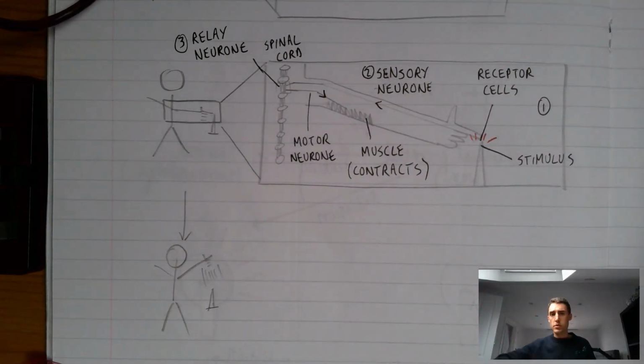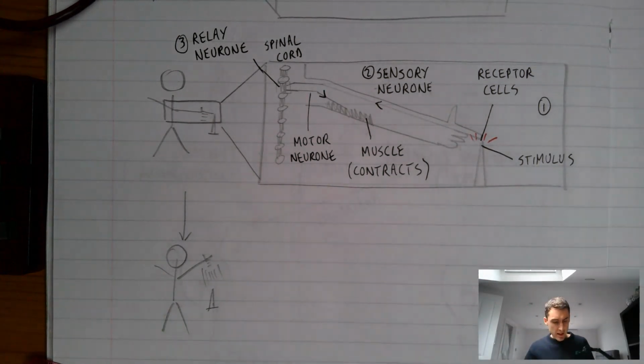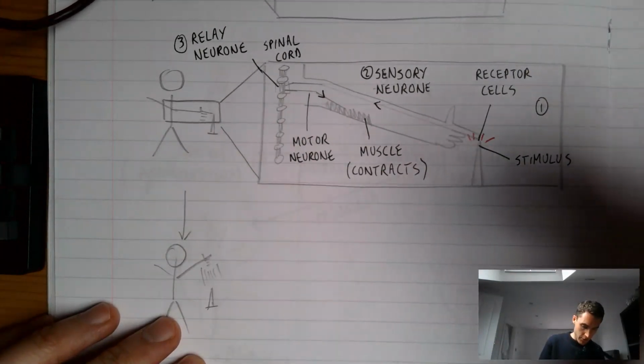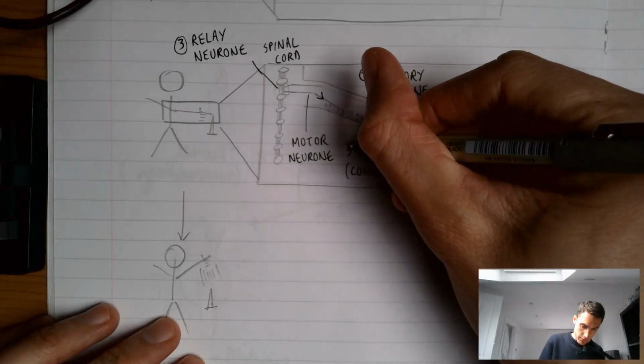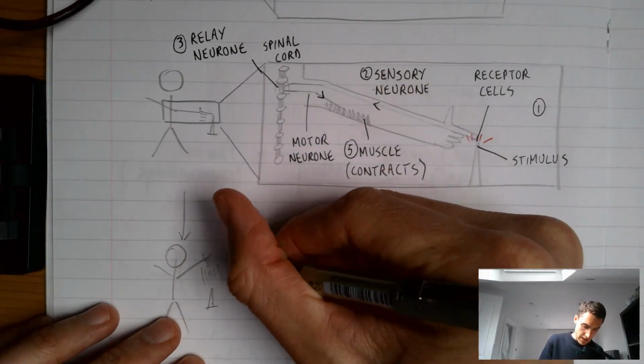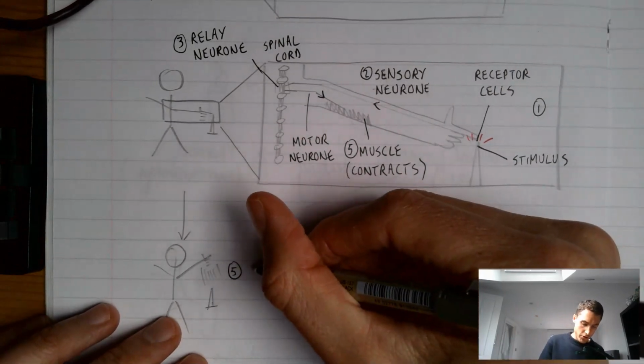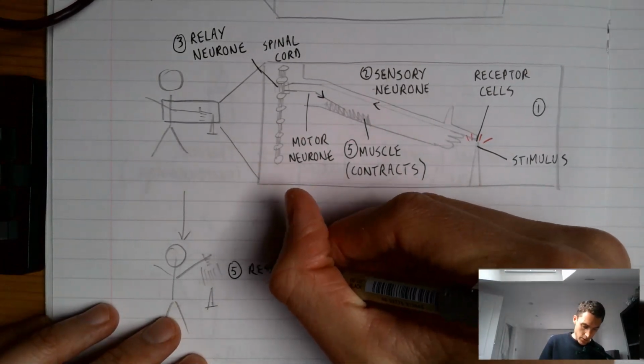When you touch the sharp object, without even thinking about it, your arm moves away. This would be then number 5. This movement here would be the response. So in fact, that really is number 5, but we could say that's number 5 as well. The muscle contracts to move the arm away. And what students need to know is that that is called the response.